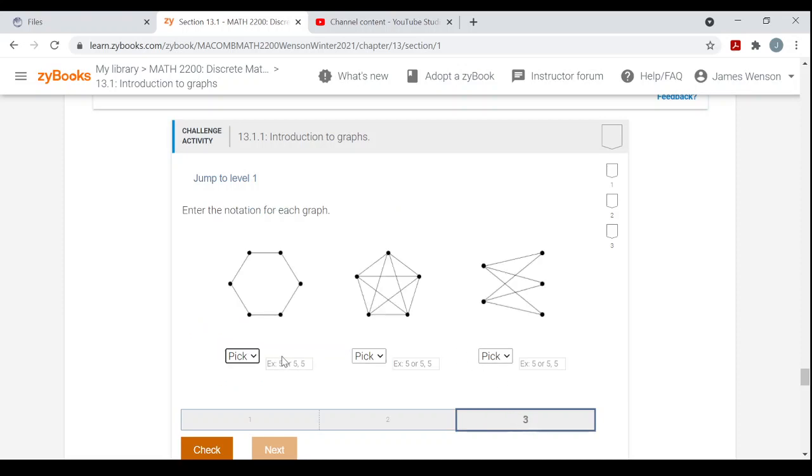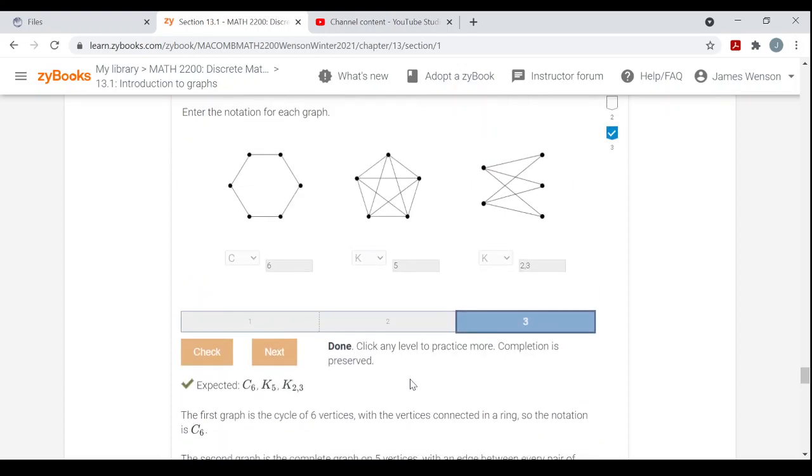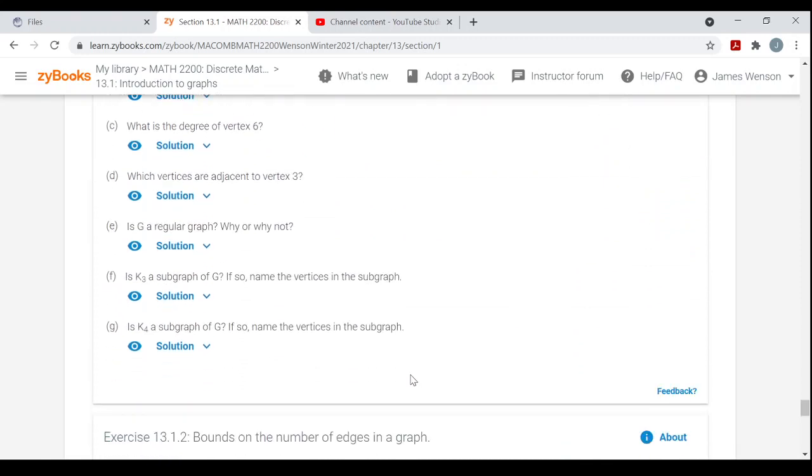And finally here, you can't see it when I scroll this down, but you're filling in a letter here. So this would be a cycle on 6 vertices, right? C6. And this one's a complete graph on 5 vertices. And this one's a complete bipartite graph on a set of 2 vertices and a set of 3 vertices, right? The K with the 2, 3. Let's do that one at least. Right? And that's it. All right, so lots of definitions.